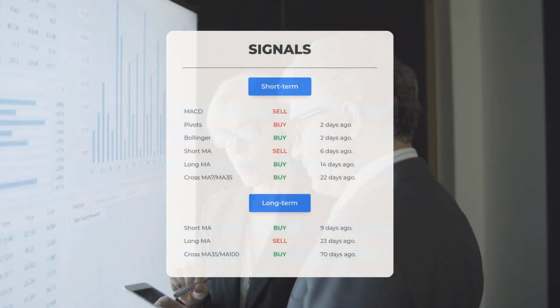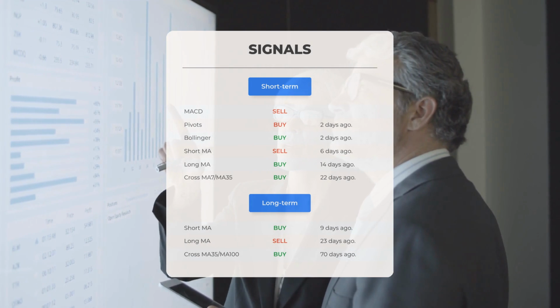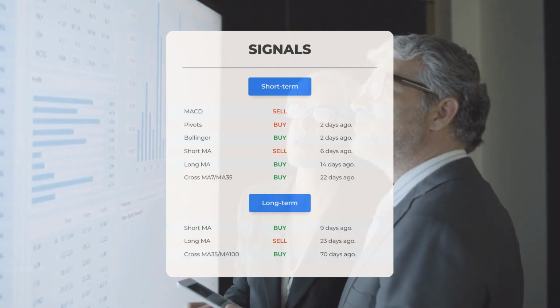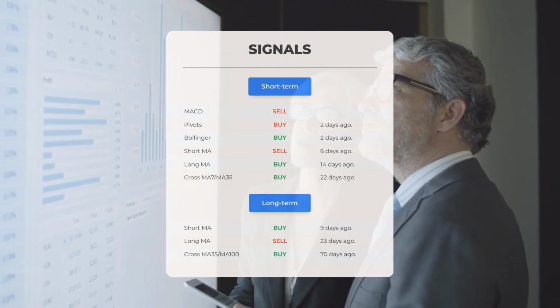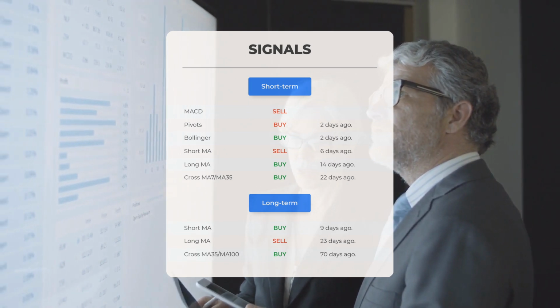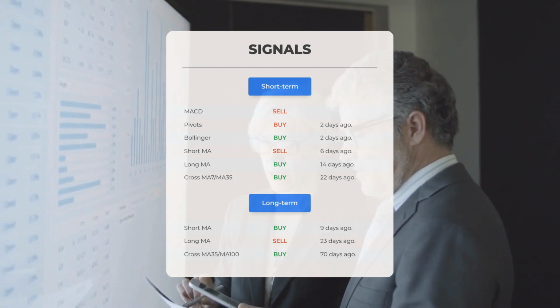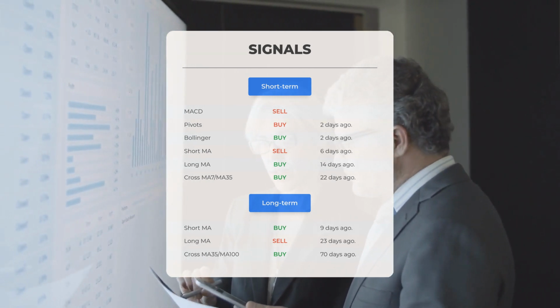Here are some other signals you might find interesting. Moving average convergence-divergence, sell signal. Pivots, buy signal from 2 days ago. Bollinger, buy signal from 2 days ago. Short-term moving average, sell signal from 6 days ago. Long-term moving average, buy signal from 14 days ago. The relationship between the short and long moving averages indicates a buy signal from 22 days ago.